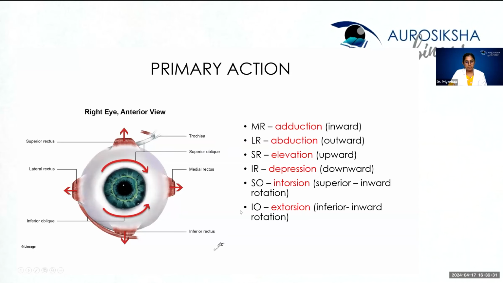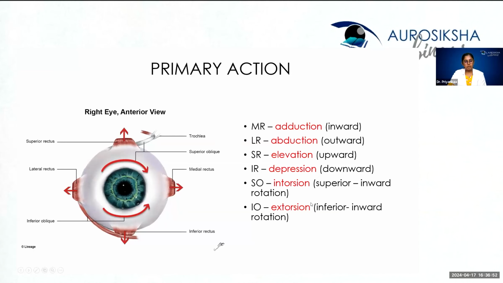And similarly, the inferior oblique muscle, as you can see, is coming like this and getting attached in the lower outer part of the sclera. So when this muscle contracts, it will rotate the eyeball in an outward direction or away from the nose. Like this is the rotation of the eyeball, which is called the extorsion.